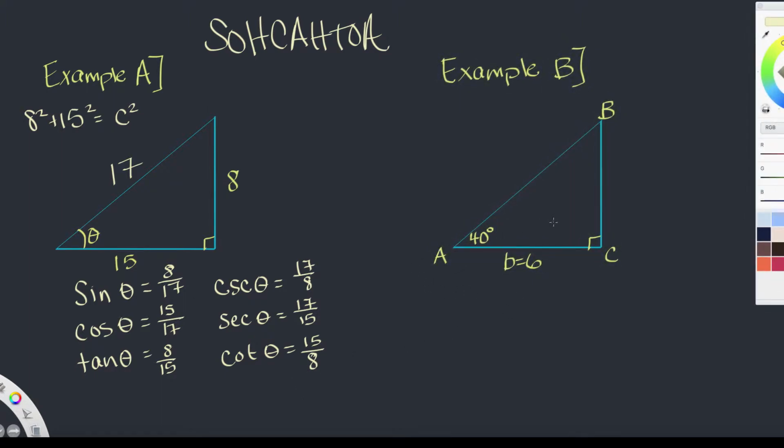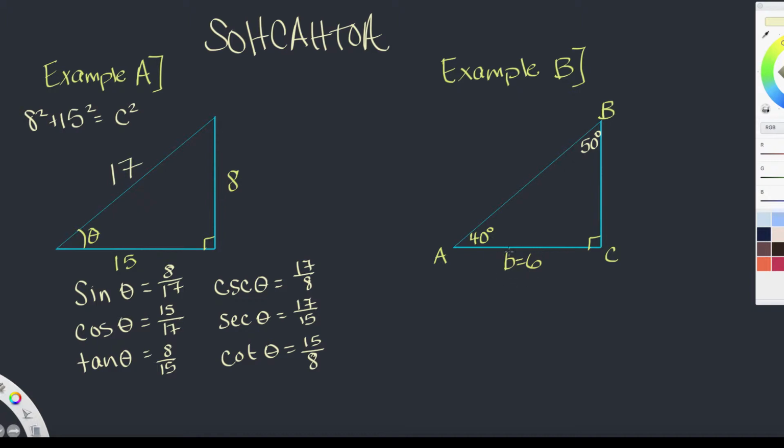Okay, example B asks us to find all missing side lengths and angle measures of this triangle. Well, we know we have a right triangle here. It's marked, and right now we're only dealing with right triangles. So we have a marked right angle, and then we have a 40-degree angle. If we remember that all 3 angles in a triangle have to add up to 180, then we can conclude that this measure is 50 degrees here.